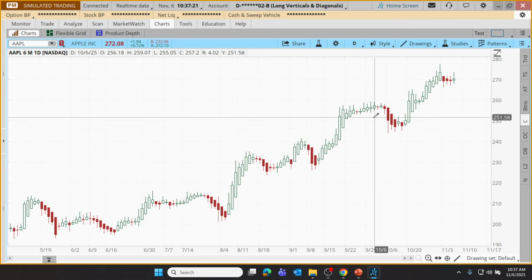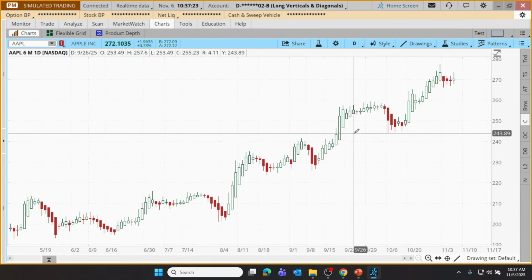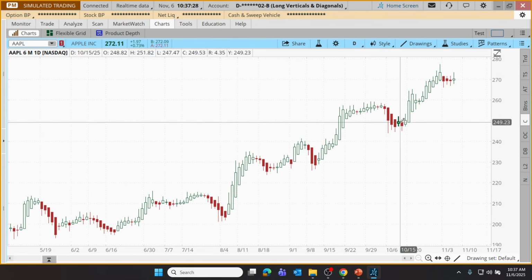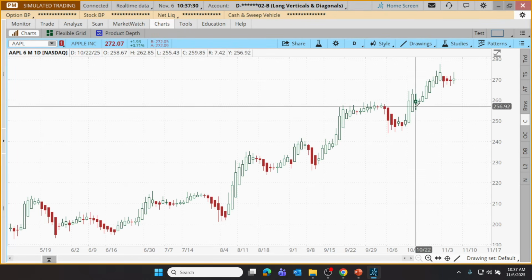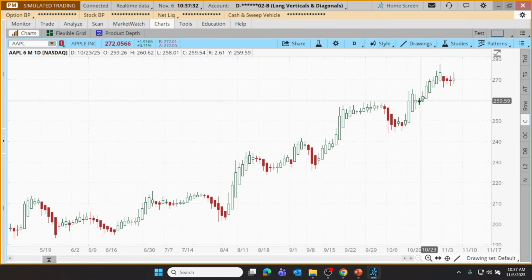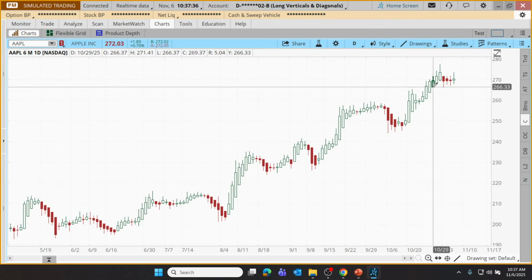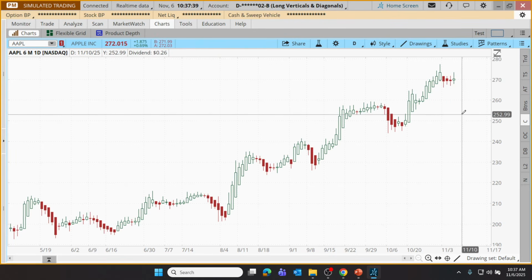red. So in this case, an entry might be here, an exit might be somewhere around here. Entry might be, looks like here, and an exit. There's a small-bodied candle, but not followed by red. There's a small-bodied candle, and we're starting to see red. All right. So that is a very brief introduction to Heikin Ashi candles.